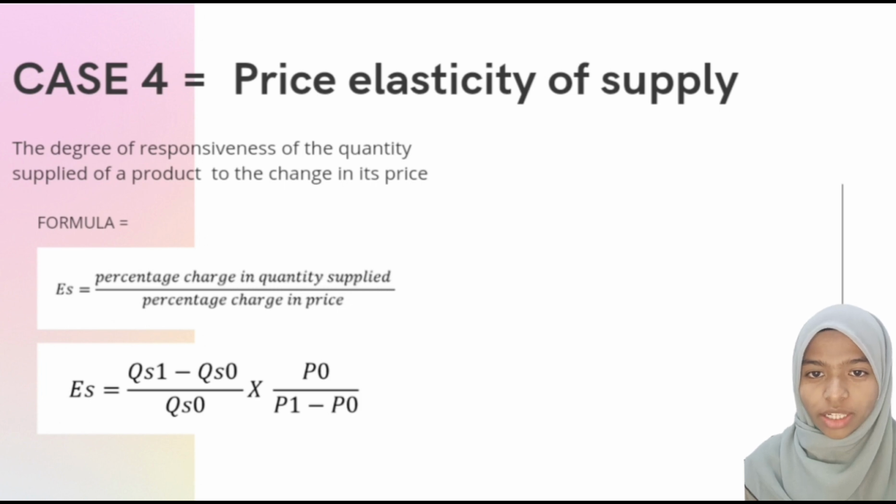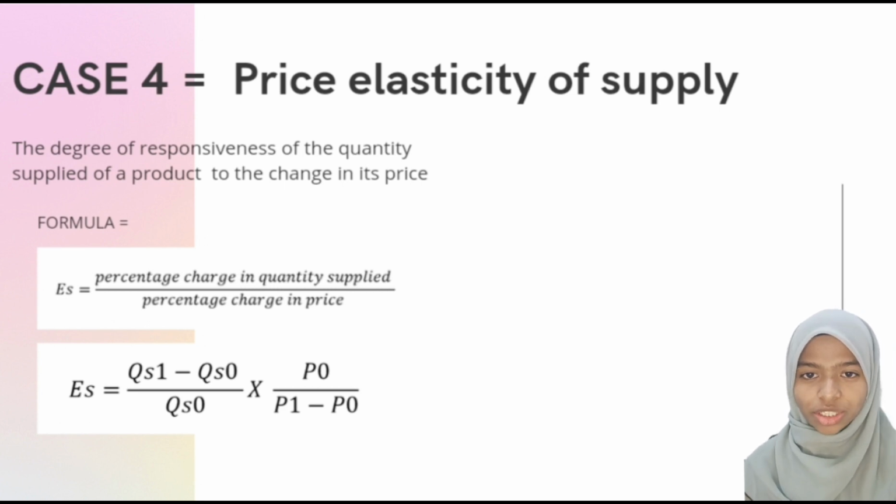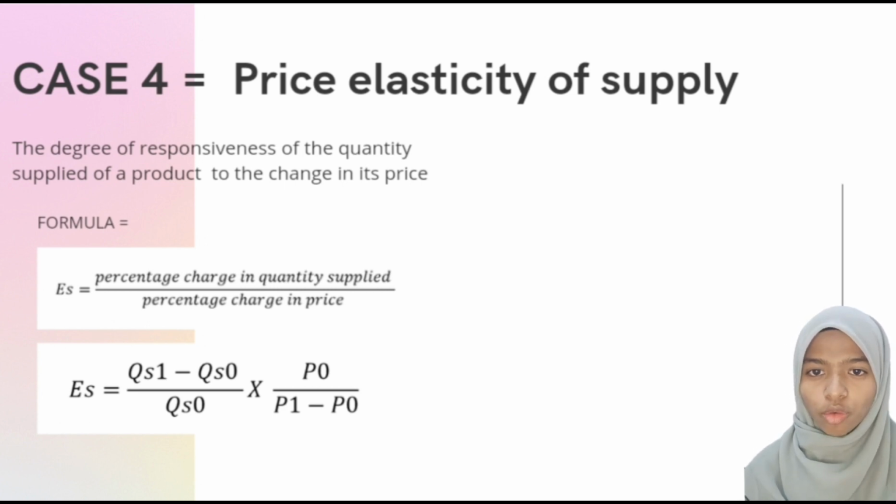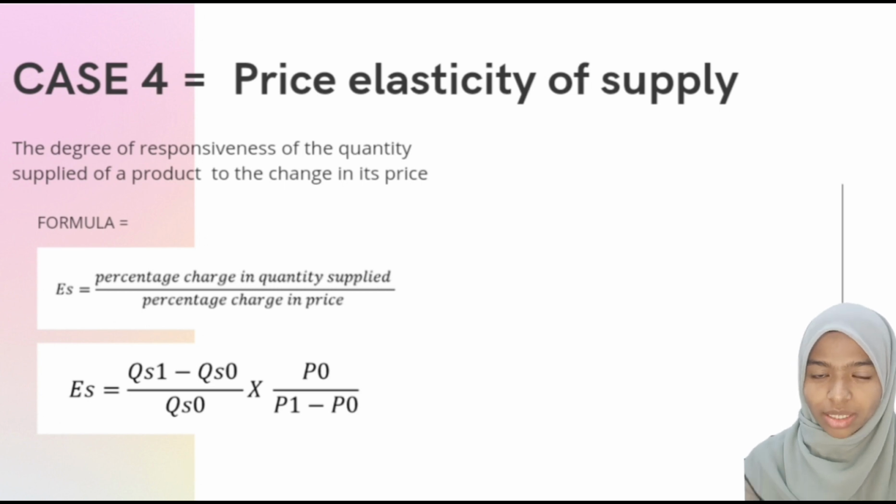For my part, it is case 4, which is price elasticity of supply. Price elasticity of supply is the degree of responsiveness of the quantity supplied of a product to the change in price. The formula is ES equals percentage change in quantity supplied over percentage change in price.